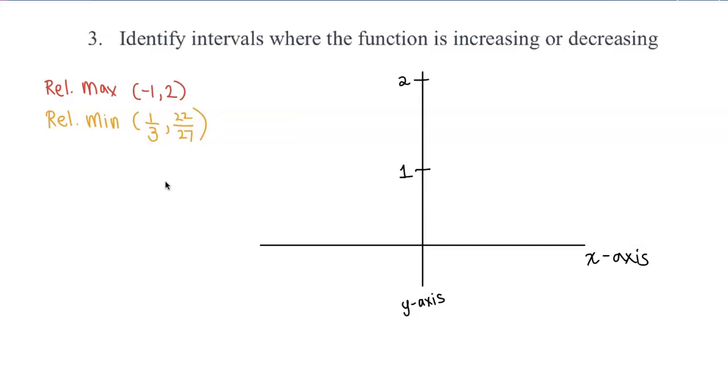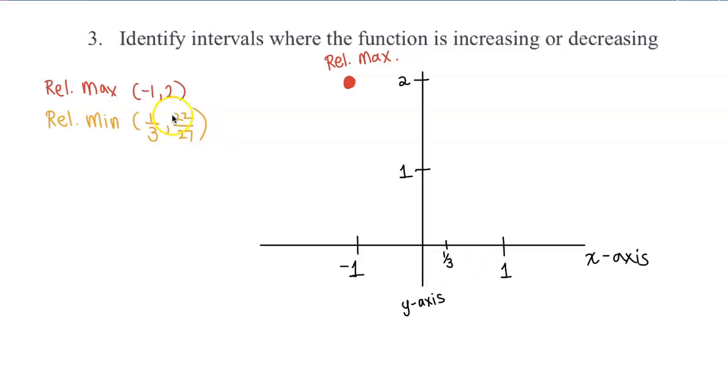First, where is my relative maximum? I go 1 to the left and go up 2. So here is my relative maximum. Now, let me plot the other one, the relative minimum. I have to go 1/3. So let's say this is 1. I have to go 1/3 to the right. So let's say this is 1/3, and that can be 2/3, and that can be 3/3. But I just need 1/3. So 1/3 to the right.